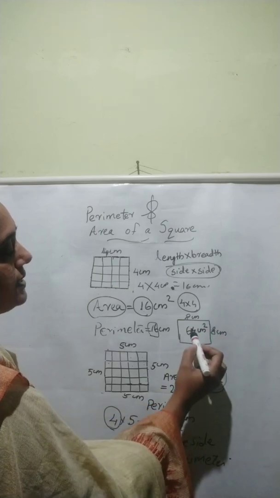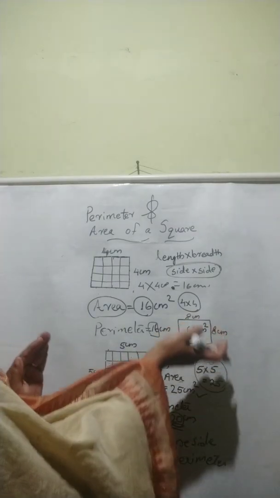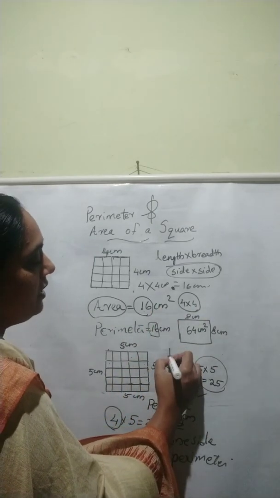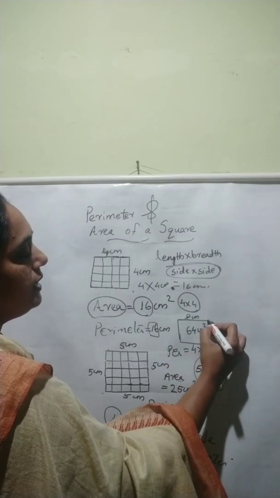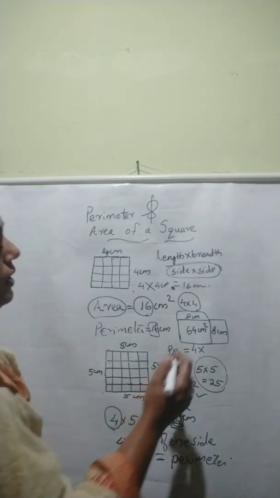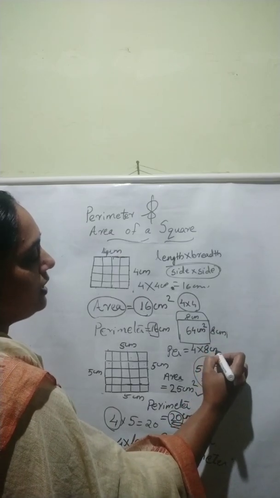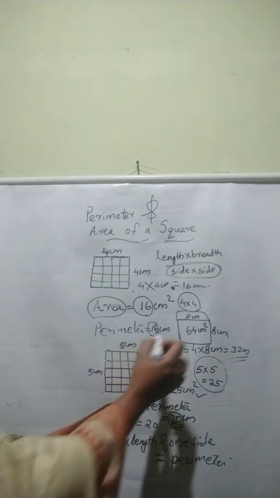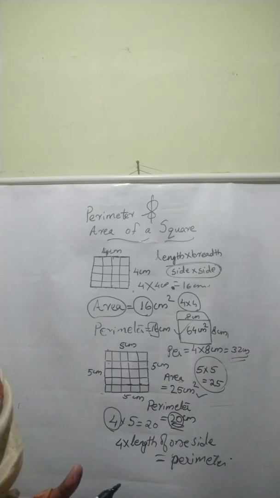Here we know that 64 centimeter square is the area. In case of area, we have to multiply both sides. But in case of perimeter, we have to multiply 4 into the length of one side, any one of these two sides. Then that means here all sides are equal, that is 8 centimeter. So 32 centimeter is the perimeter of this shape.